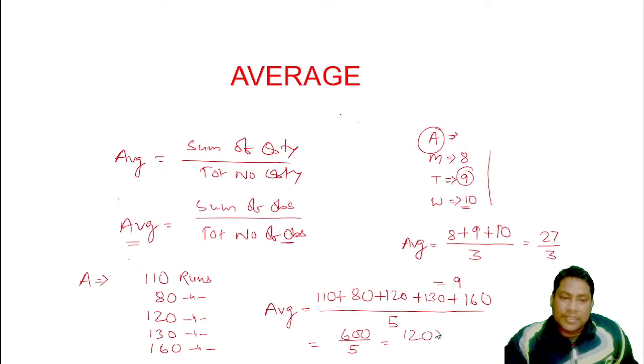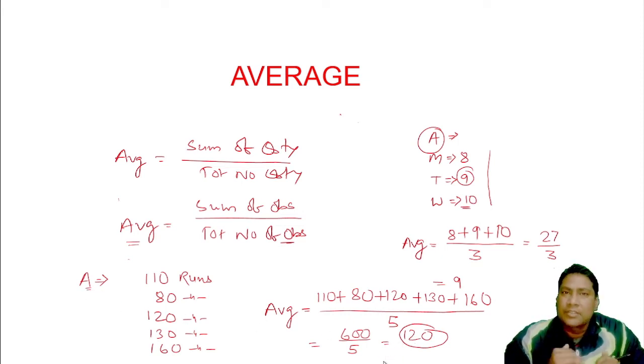So the average score of Mr. A is 120. This is the basic formula to take out the average of anything. So friends, it is very easy to take out the average of any numbers.